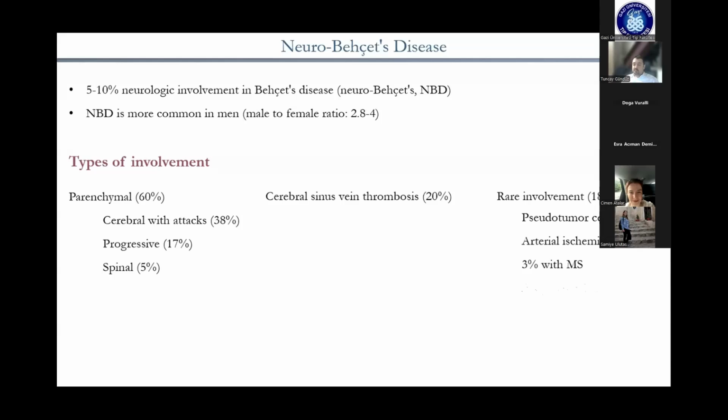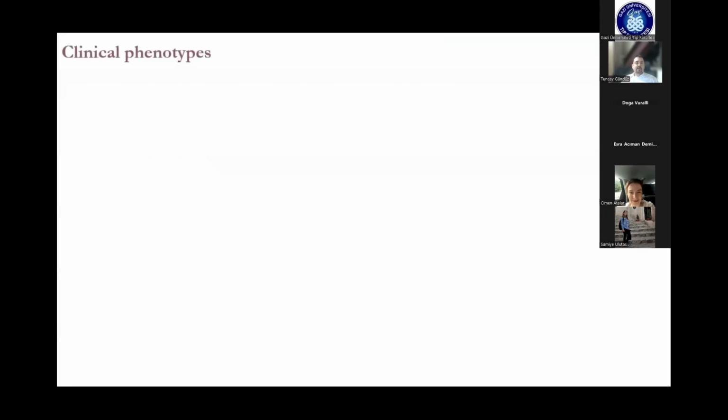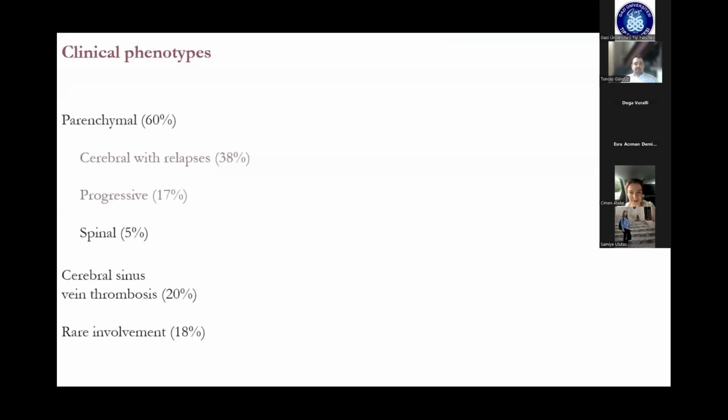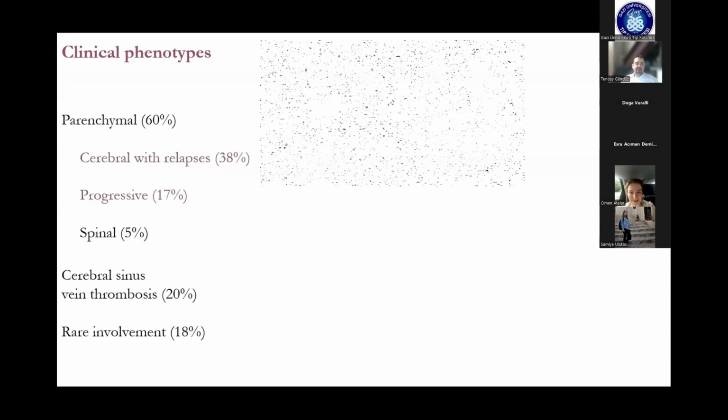I will show some MRIs of these patients. Aseptic meningitis is also a very intriguing diagnostic challenge in these patients. Optic neuropathy is also a rare finding, as we mentioned. Okay, so clinical phenotypes. I will show you some clinical findings and MRI findings.